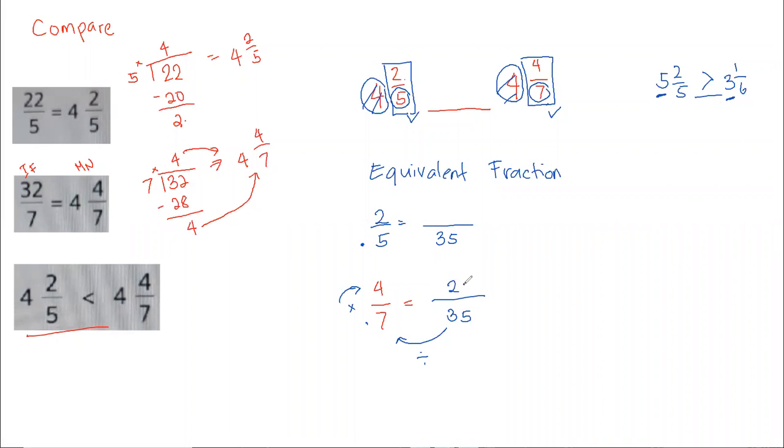Okay, so that is 20. 35, you divide by the denominator times the numerator, you have 20. Same manner here, you do 35 divided by 5, which is 7. Then times 2, you have 14. So now you can easily compare, which one is larger, 14 or 20? Obviously 14 is less, so that's why this one here is less than.